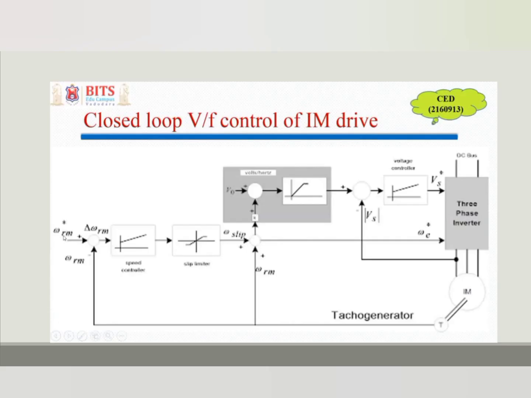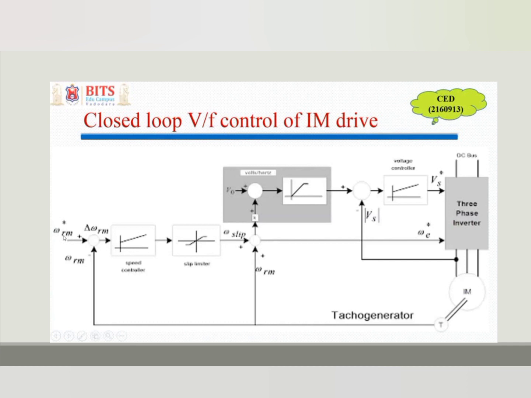Implementation of closed loop V by f control using PWM. A closed loop system is used where precise speed control is required, because even if any external disturbance happens, the closed loop system identifies it and maintains the desired rotor speed n star that we want. First step is to sense the actual rotor speed n using a speed sensor. The desired rotor speed is n star, and the actual speed is n.